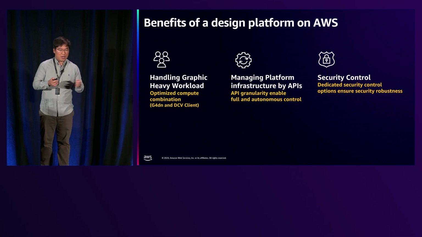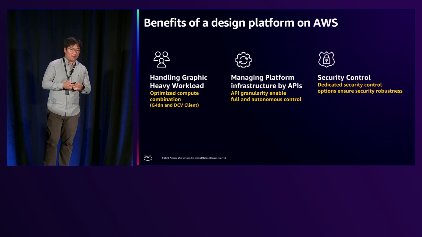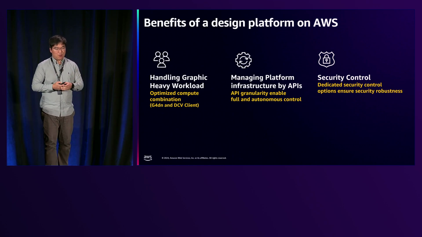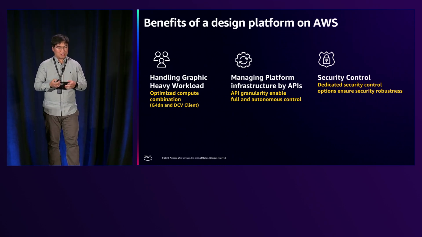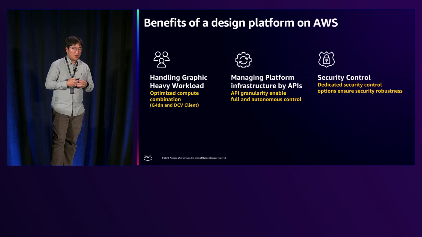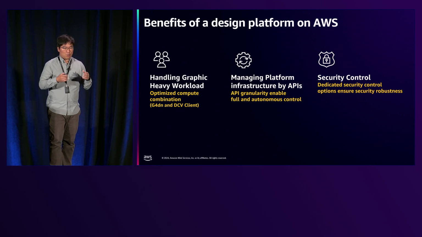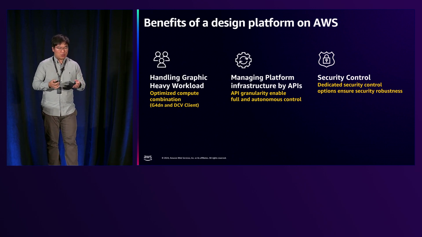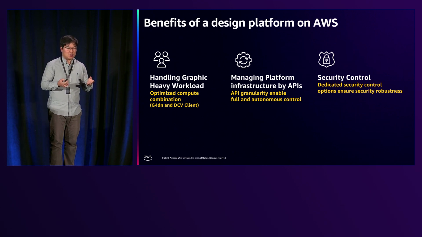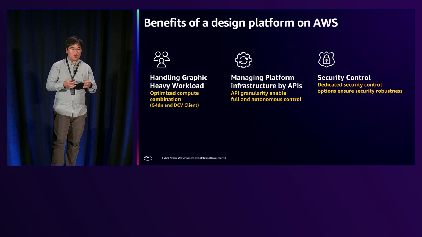Okay, this is the end of my journey of the design platform. And the benefits of the design platform using AWS are three. For me, first of all, handling graphic-heavy workloads was enabled. As I mentioned, our workload is quite big, but the G4DN EC2 and the DCV client are very optimized for handling heavy graphic workloads.